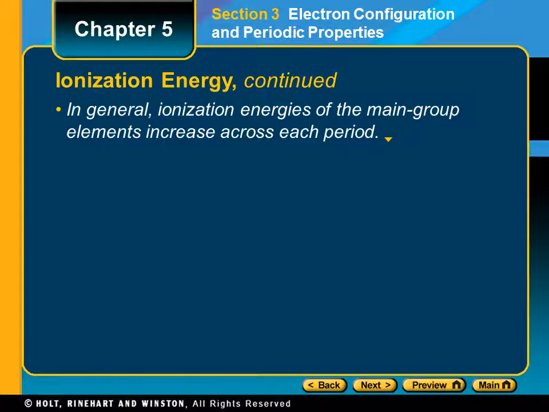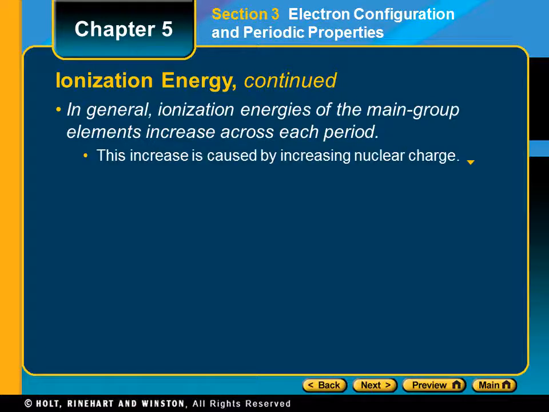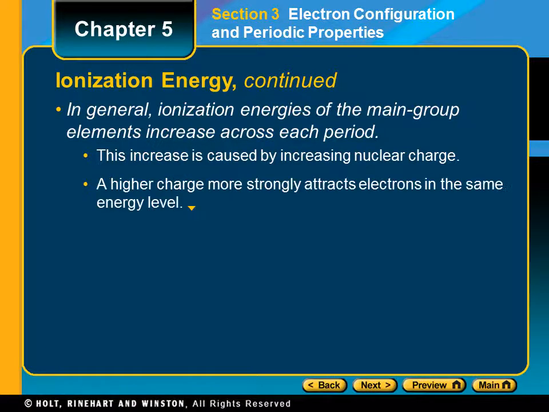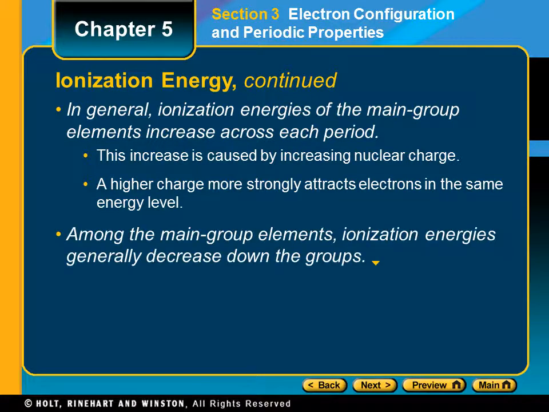So in general, ionization energies of the main group elements increase across the period. The increase is caused by increasing nuclear charge. Well, we know that the nuclear charge increases because as you go from left to right across the period, the number of positive protons increases, which means the strength of the attraction increases, which means you're going to need more energy to pull that electron away from that higher positive charge, which means your ionization energy is going to increase. A higher charge more strongly attracts electrons in the same energy level.